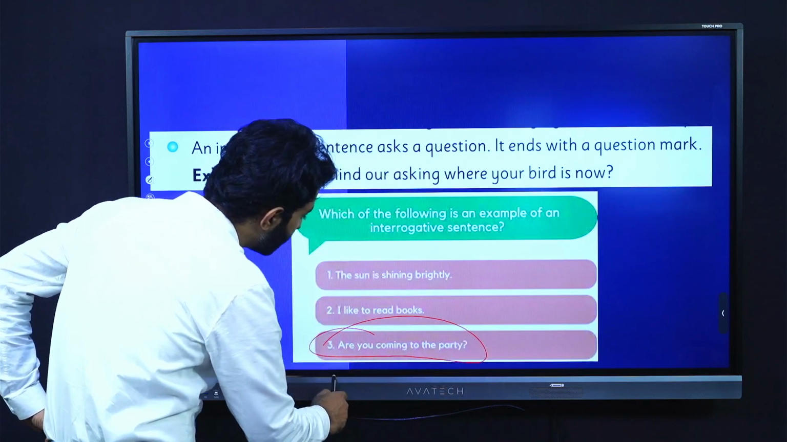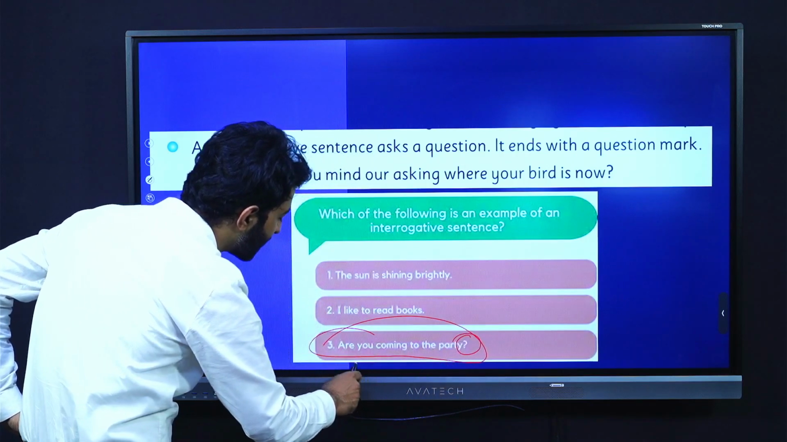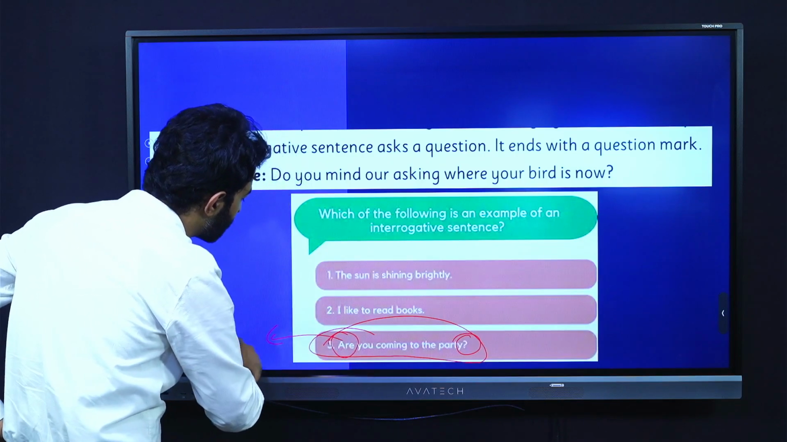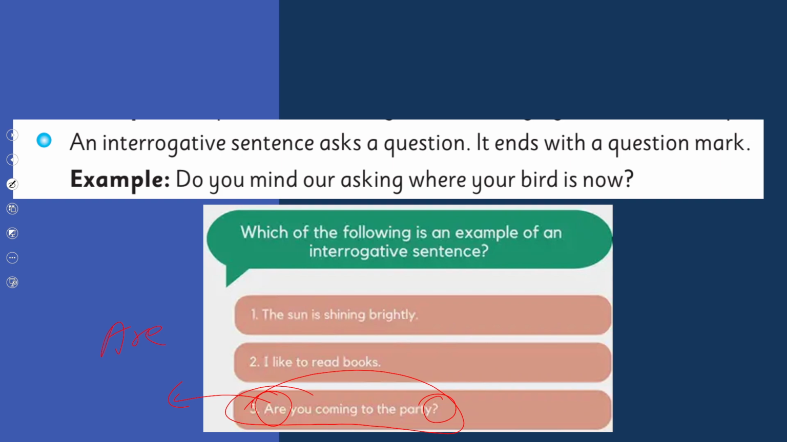Yes. How do we recognize this? A question mark at the end and all these interrogative words like are or did. इसके अलावा the 5 W's, right? कौन से 5 W's हैं?